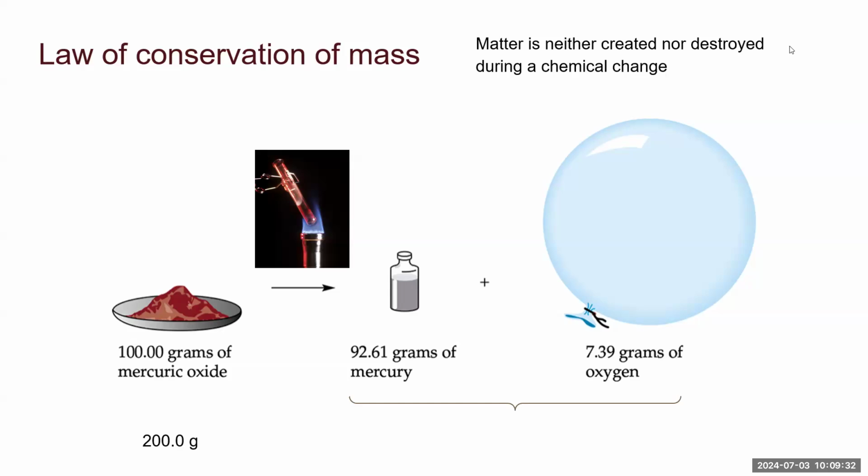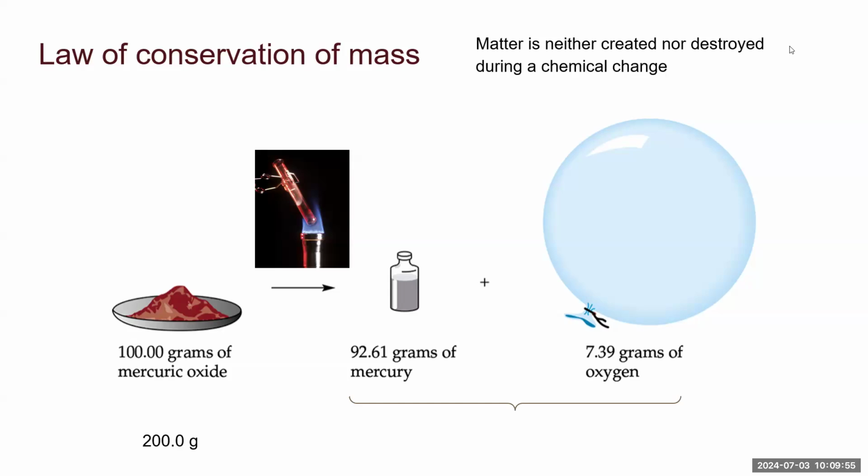So my question for y'all is, did we lose anything when we burned? Did we lose any mass when we burned 100 grams of mercuric oxide? Nope. Our mass was conserved, 92.61 and 7.39 grams. So the total mass was conserved between these two things.